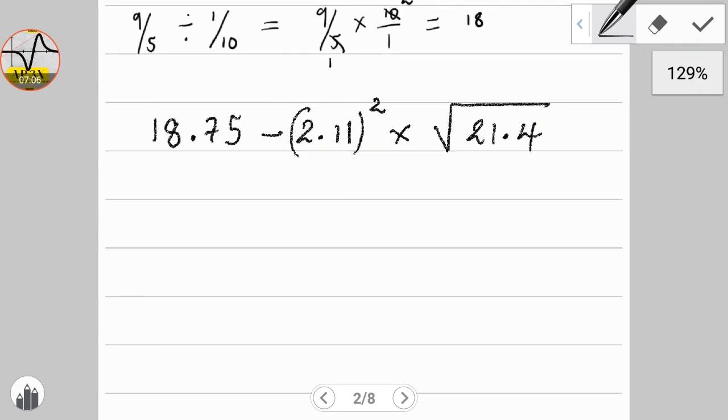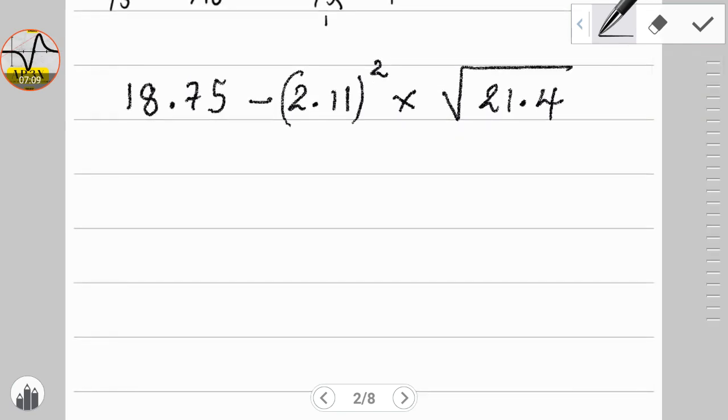So here, this is also a rather interesting question in terms of the solutions that some of my students got. I think a good amount of students did in fact get this right, but quite a few students were caught by the fact that they completely forgot about the fundamental concept of PEMDAS, and PEMDAS applies right throughout all aspects of your numerical calculations. Here we are asked to multiply the square root of 21.4 by the square of 2.11 and then subtract the answer from 18.75.